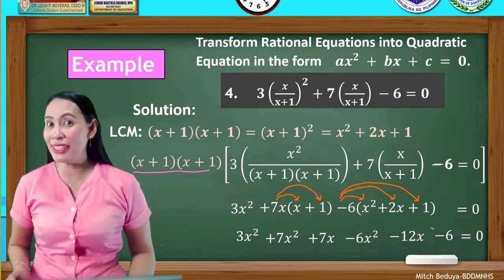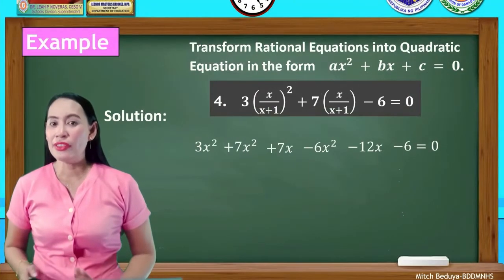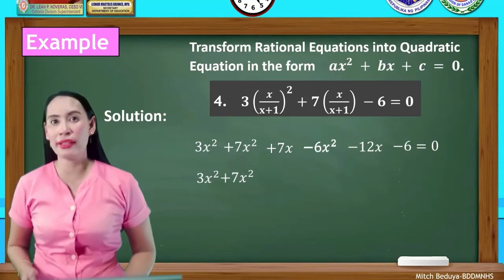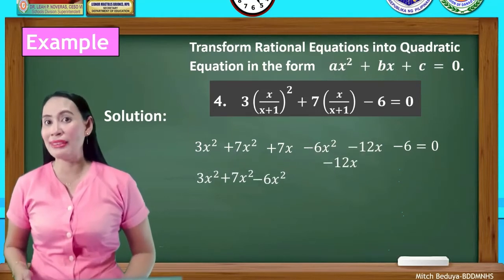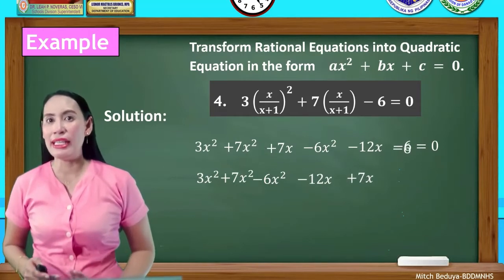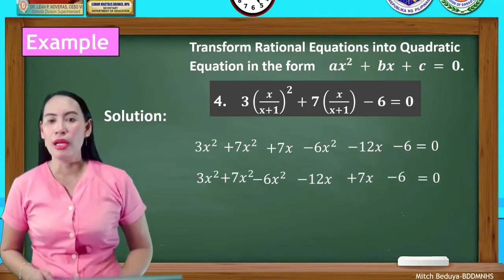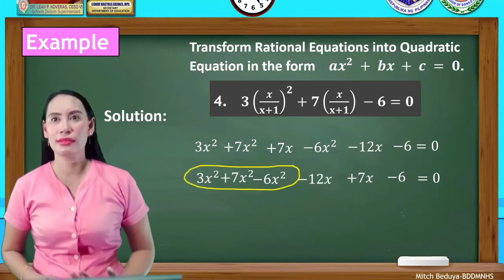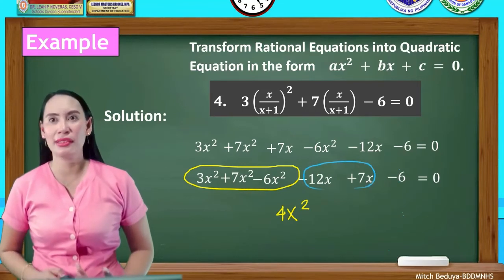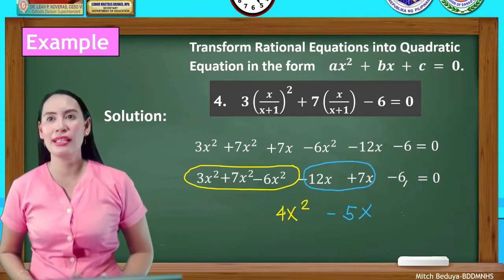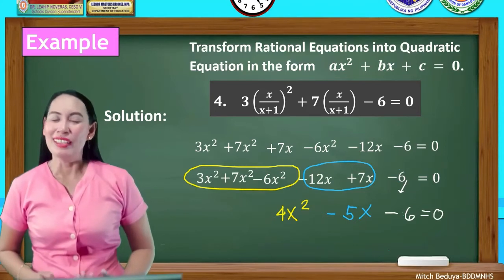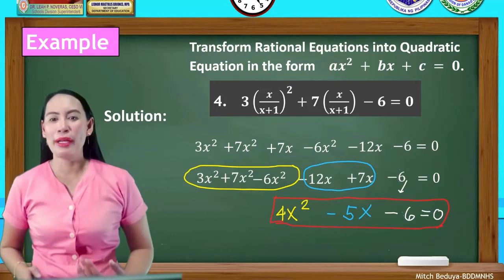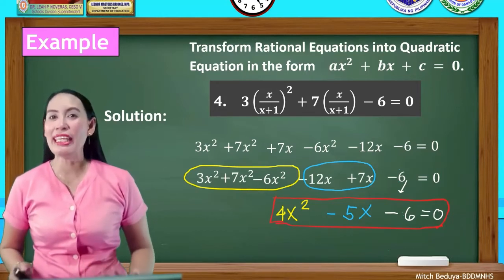Arrange the terms in descending order. 3x squared plus 7x squared minus 6x squared minus 12x plus 7x minus 6 equals 0. Combine like terms. 4x squared minus 5x minus 6 equals 0. So the standard form is 4x squared minus 5x minus 6 equals 0.